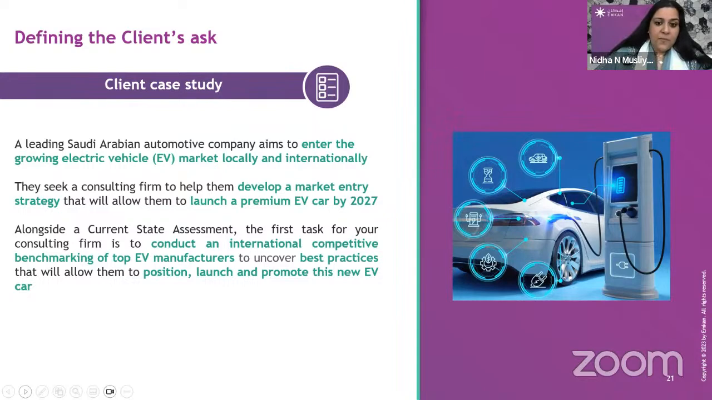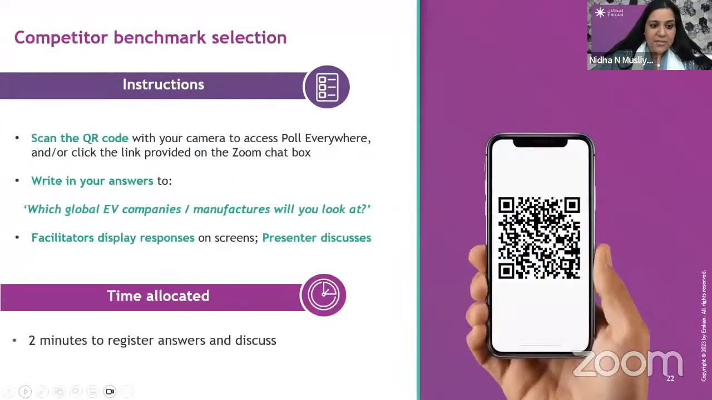All right. So let's start with the first case study. If we can go to the next page. Pull out your phone, please, and scan the code. The first question that we have is, what global electrical vehicle companies or manufacturers will you look at when you're doing this benchmarking exercise? If you can just scan the code and enter your responses.